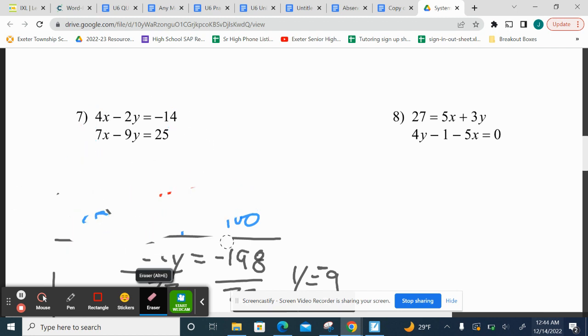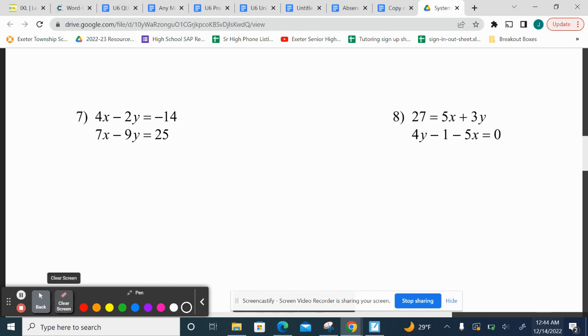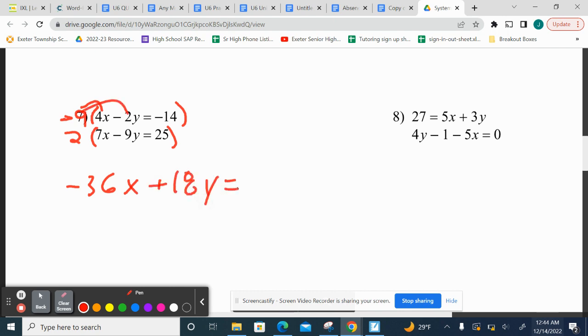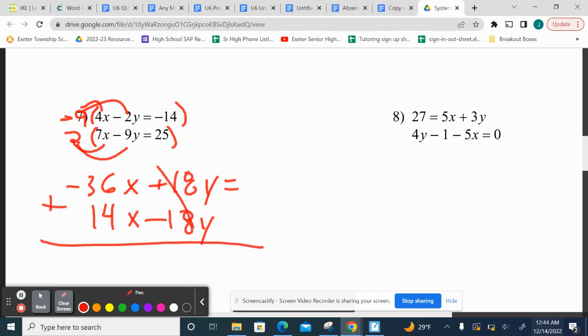You could have instead multiplied this one times 9 and this one times, actually let's do a -9 and 2, and watch what happens when I do that. It would be -36x plus 18y equals, I'm not going to do that just so you guys can see, 14x minus 18y. And then when you go to add, this would cancel. Okay, so hopefully that helped.